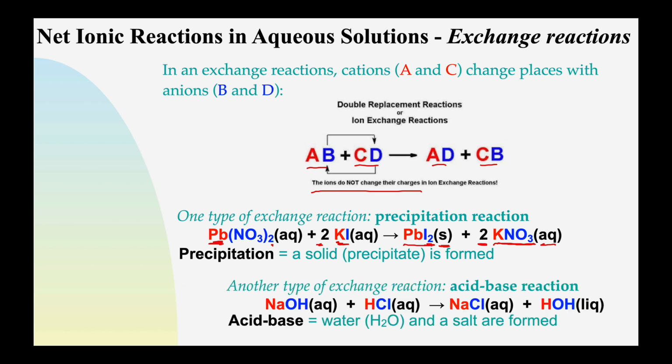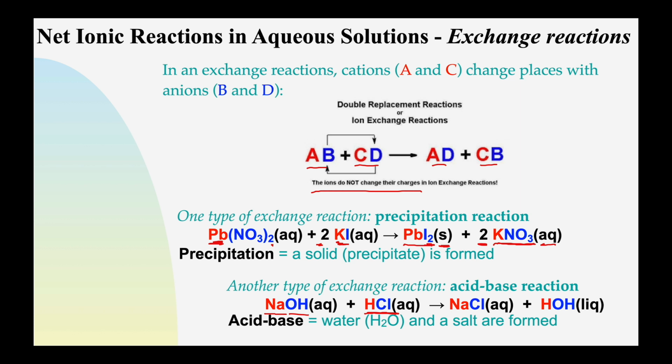A second type of exchange reaction is called the acid-base reaction. An acid is something where the H is usually listed first, so HCl is hydrochloric acid. A base is a metal hydroxide. Hydroxide is OH minus. Metal sodium here is dancing with it. So NaOH is sodium hydroxide, and that's a base.